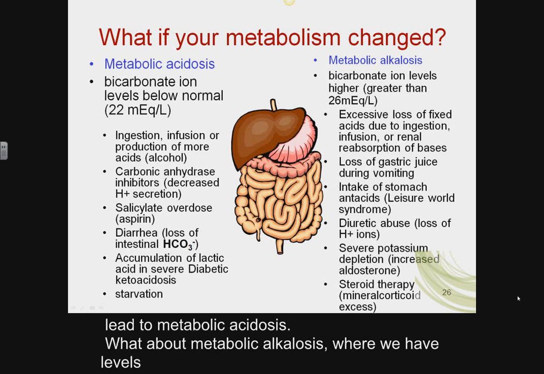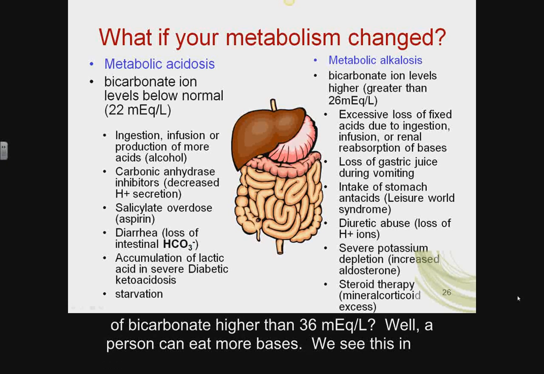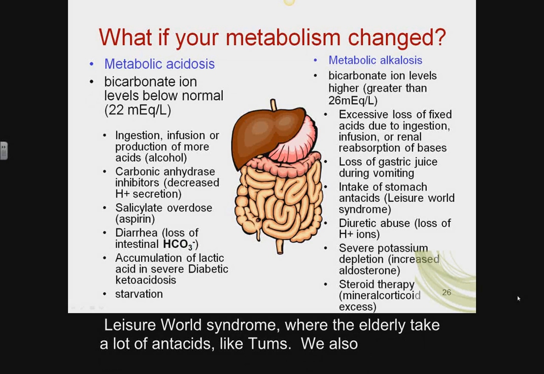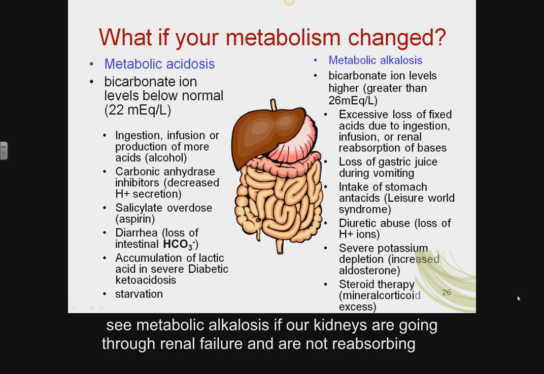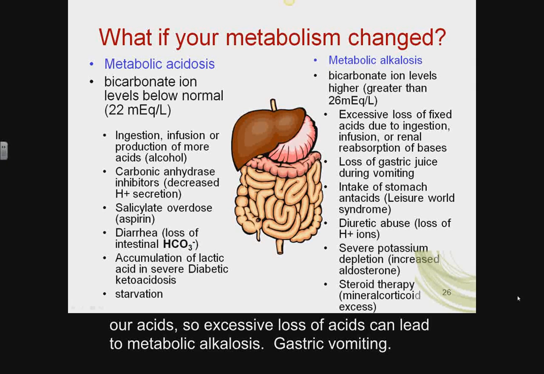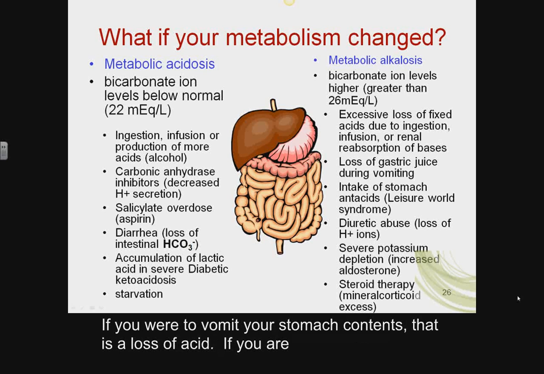What about metabolic alkalosis, where we have levels of bicarbonate higher than 26 milliequivalents? Well, a person can eat more bases, just like they can eat more acids. We see this in leisure world syndrome, where the elderly take a lot of antacids, like Tums. I call it blue hair syndrome personally. We also see metabolic alkalosis if our kidneys are going through renal failure and are not reabsorbing the acids. So excessive loss of acids can lead to metabolic alkalosis.